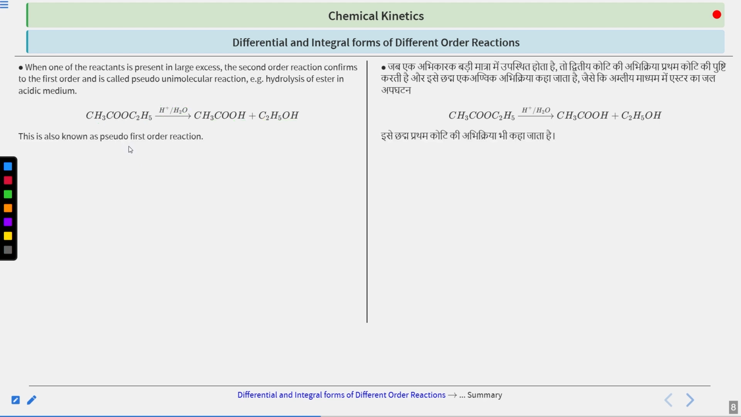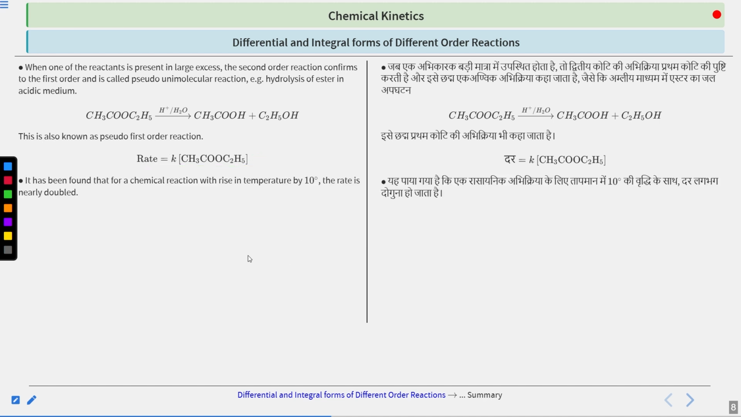Now, why is it called a pseudo first order reaction? Because the rate can be given by k multiplied by CH3COOC2H5. It is actually a second order reaction, but because of the large concentration of water, since in hydrolysis we often take water in excess amount, the reaction behaves as a first order reaction.